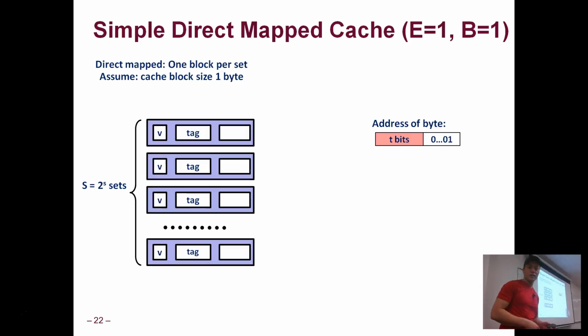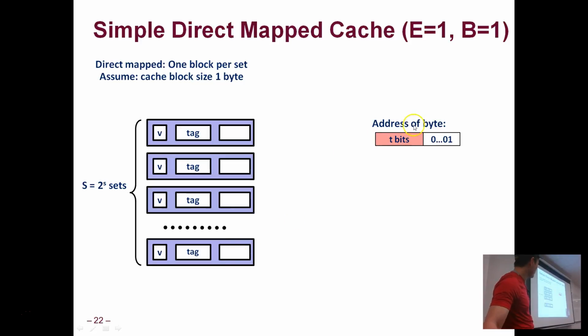So this is what it looks like. You're going to have your sets on the left, and each one has a single block. And in this case, we'll even make the number of bytes in a block to be 1 byte. So each one of these is 1 byte. This is the degenerate cache. This is the simplest cache you can implement.